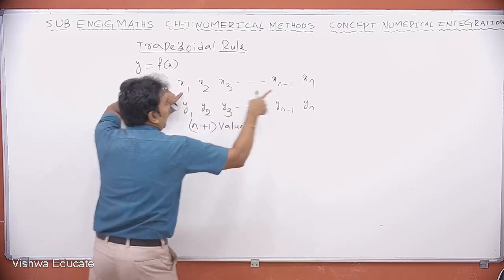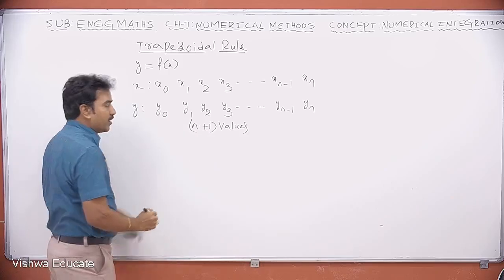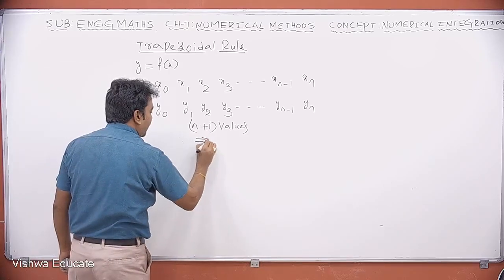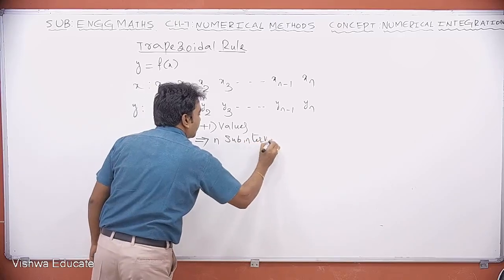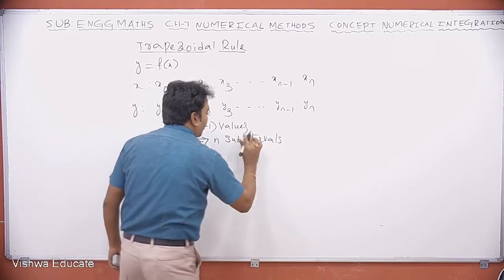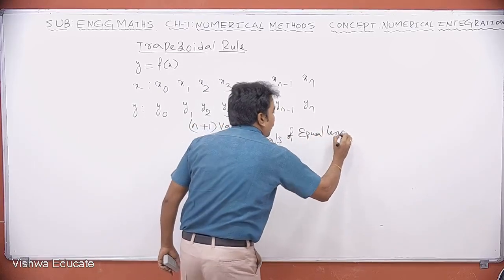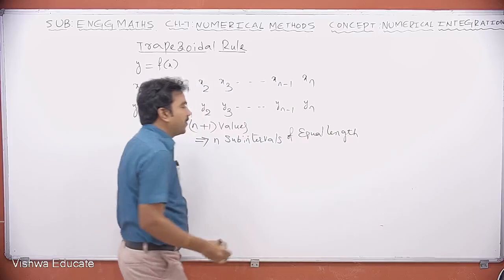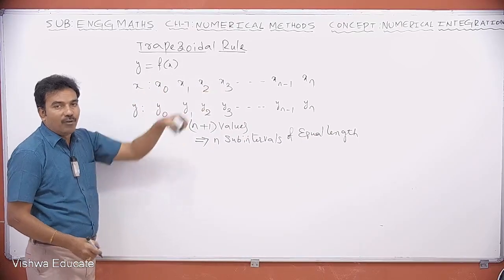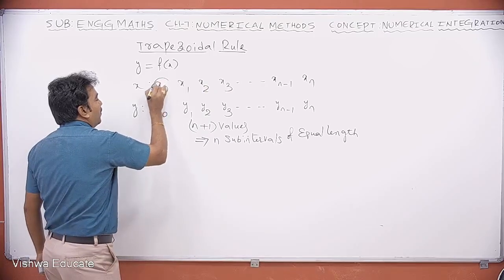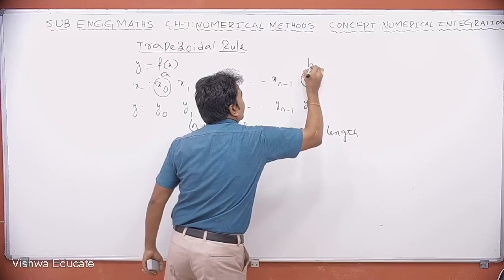So x1 to xn we have n values, add this value. So totally we have n plus 1 values. What it means is we can divide this area into n subintervals of equal length. Now my task is to find the integral x0 to xn f of x dx. The lower limit generally I represent as a, the upper limit I represent as b.